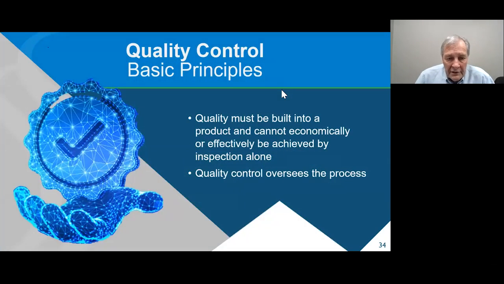The principle of quality control is that quality has to be built into the product. It cannot be achieved by finished product inspection alone. That's where line analysis and continuous line analysis are totally necessary for an effective quality control program.